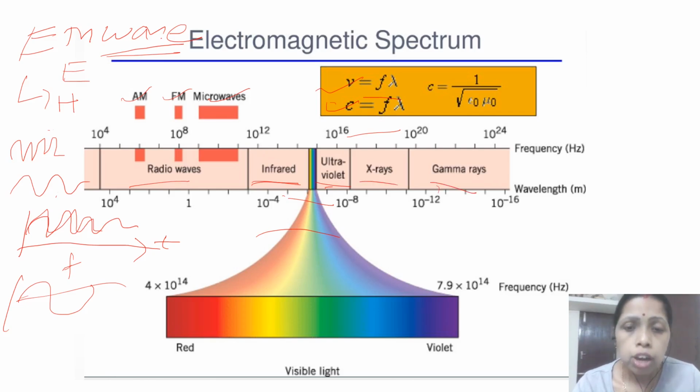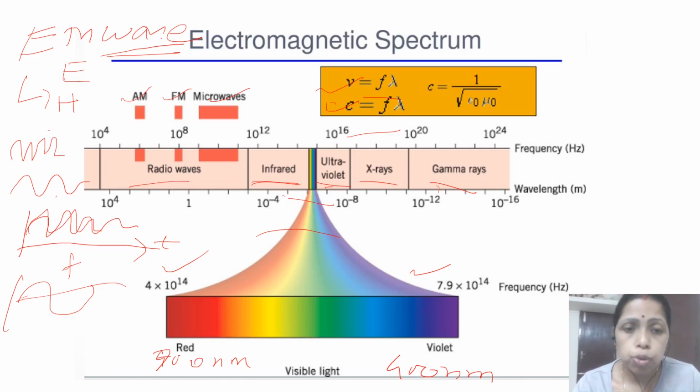If we expand the visible wavelength, it goes from 700 nanometer to 400 nanometer. If you know the wavelength in nanometers, you can calculate the frequency. Here it is 4 into 10 to the power 14 hertz, and here it is 7.9 into 10 to the power 14 hertz.